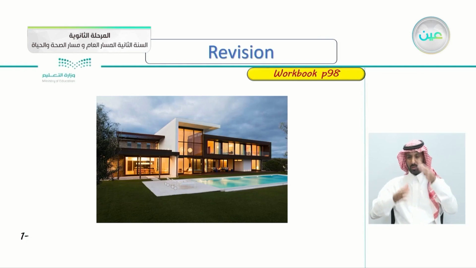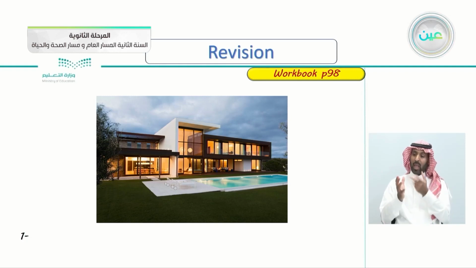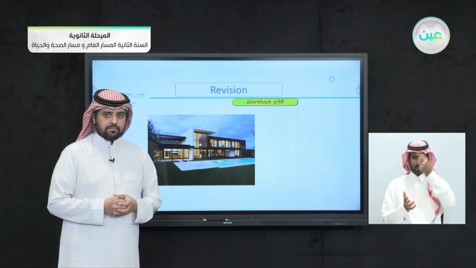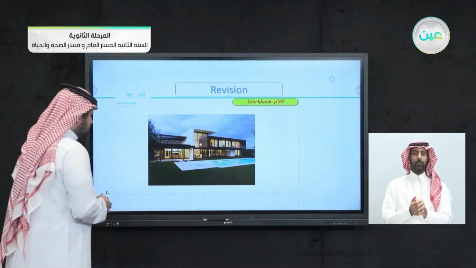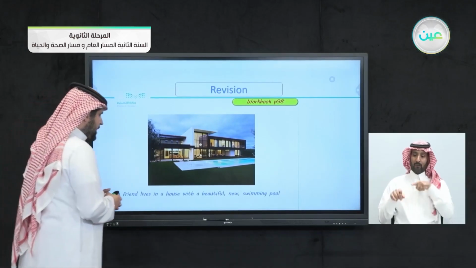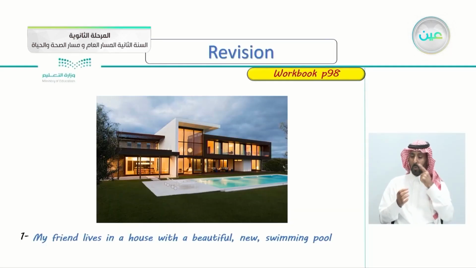Can you describe something in the picture using either 2 or 3 adjectives as you like, but always pay attention to the correct order of the adjectives. Try to come up with any sentence using 2 or 3 adjectives in the correct order. Let's see what I have written here. My friend lives in a house with a beautiful new swimming pool.